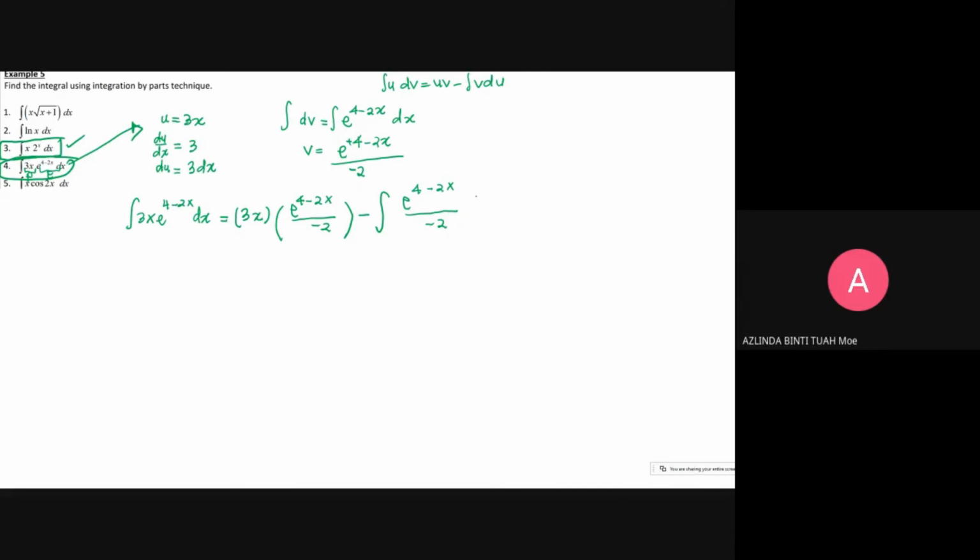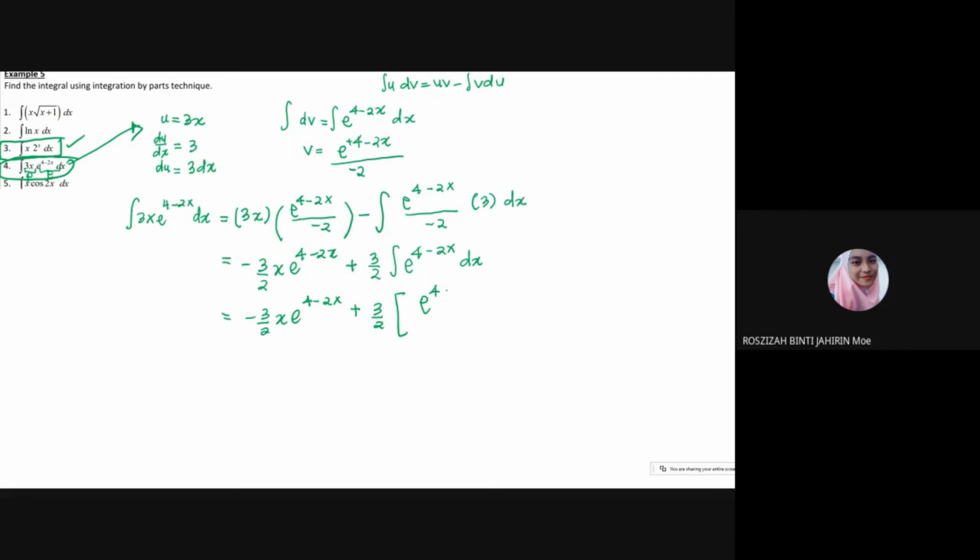So u and v will be multiplied by 3 dx. Simplify all the coefficients first, take them out, then integrate the exponential. It becomes 3x e to the negative 2x over negative 2, plus 1 over 2, take out the 3 as well, 3 over 2. So we have to integrate the exponential only, e to the 4 minus 2x dx. Okay, negative 3 over 2 x e to the 4 minus 2x plus 3 over 2 bracket e to the 4 minus 2x over negative 2, plus c.